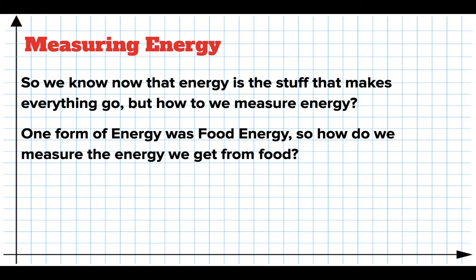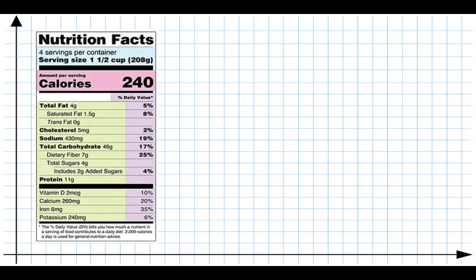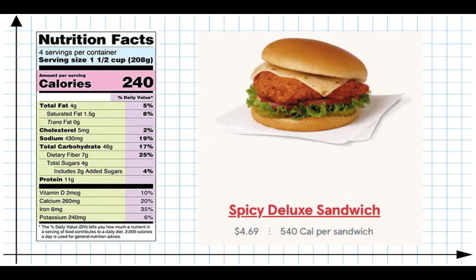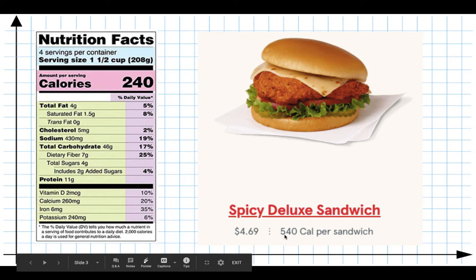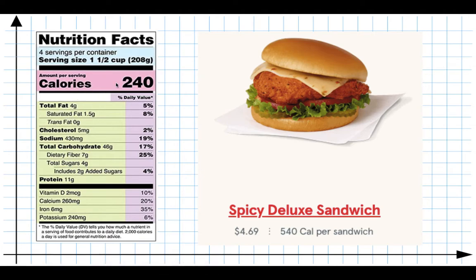So if you've been to the grocery store, or perhaps you've been to Chick-fil-A or anywhere else, you'll see that they actually tell you how much energy you get. So here at Chick-fil-A, they've got a sandwich, the Spicy Deluxe, and it says it is 540 calories per sandwich. That is telling us the energy. 540 calories is how much energy it gives us. Here is a food label for some cereal, and it says it's 240 calories per serving. So a serving gives us 240 calories. So it turns out that energy is measured in calories. That's one way we can measure energy.